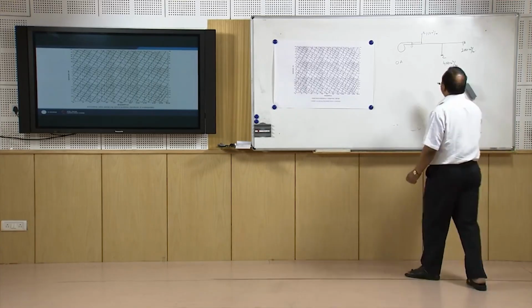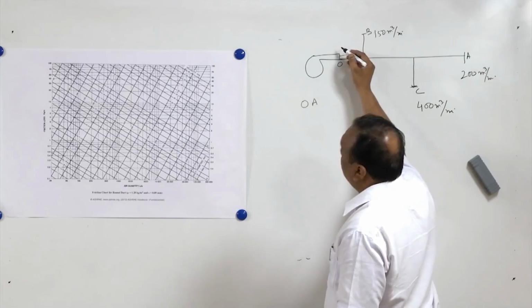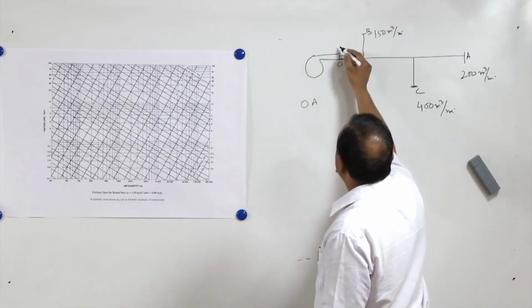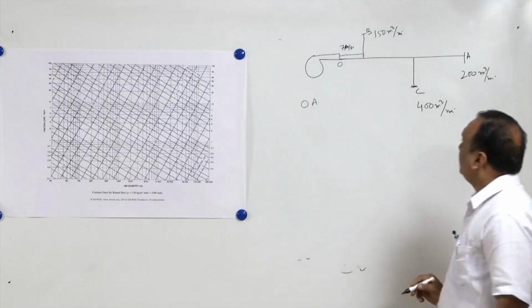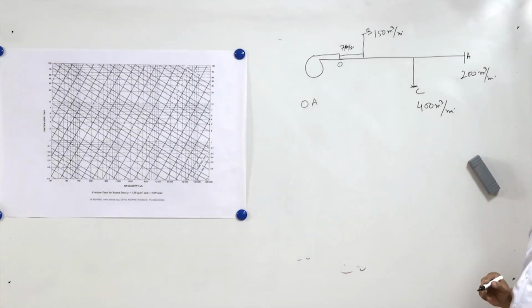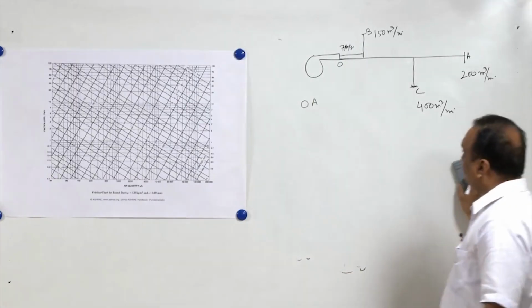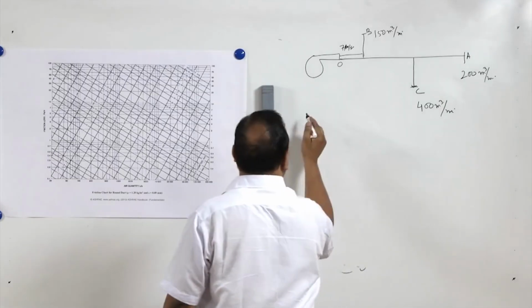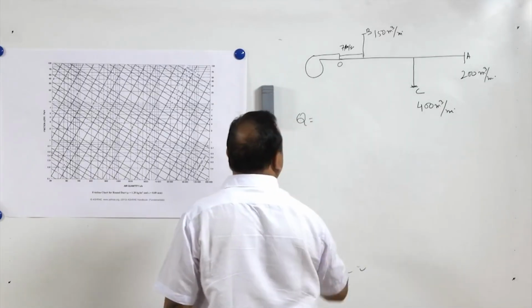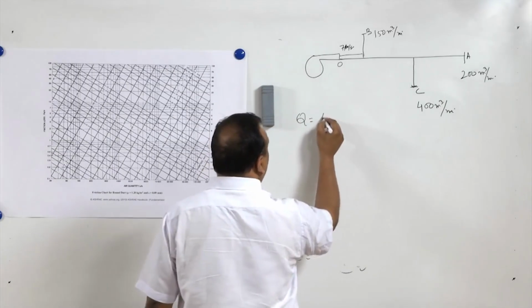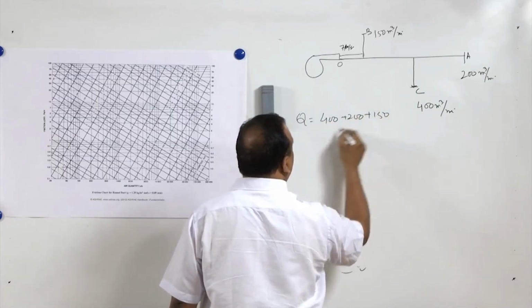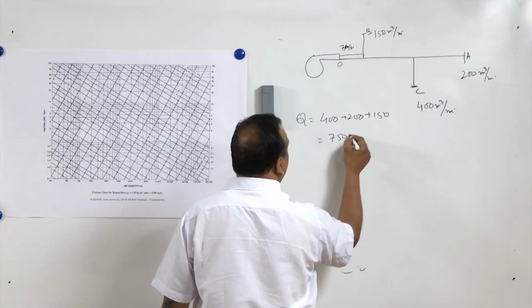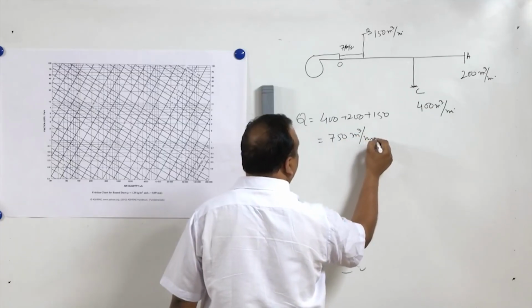Suppose here we are maintaining 7 meter per second velocity. So first of all we will take the total discharge. Total discharge Q is how much? 400 plus 200 plus 150. It is 750 meter cube per minute.